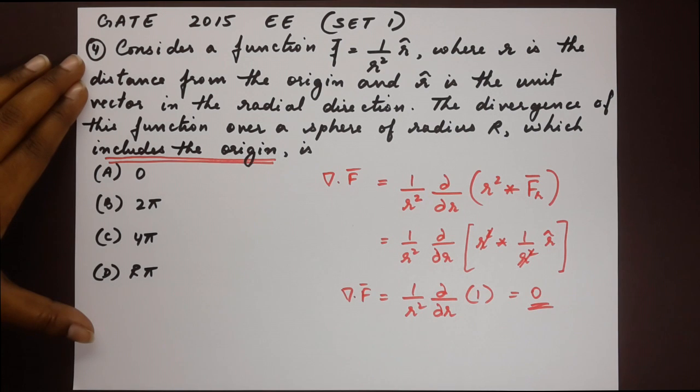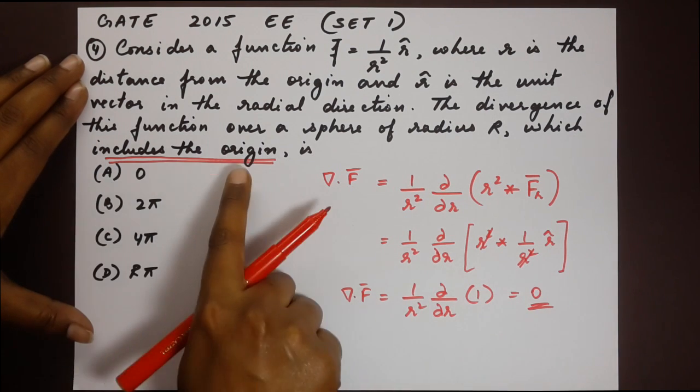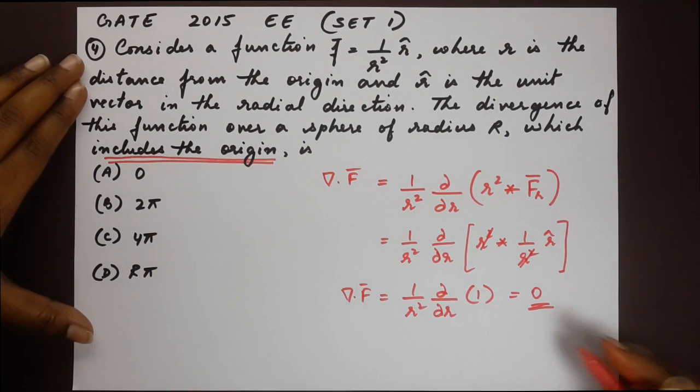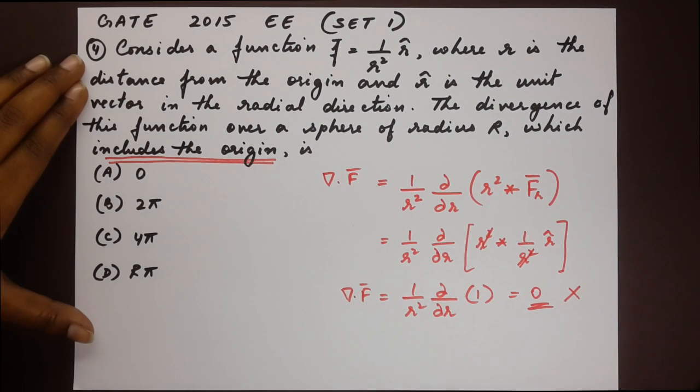But then here's the point. It includes the origin. Now because it includes the origin, this cannot be the answer. Radius is equal to 0, r is equal to 0. So here this cannot be the answer. So we don't know the divergence at the origin. And so we will have to apply Gauss's theorem in the next step.